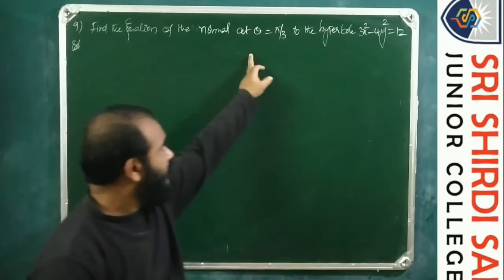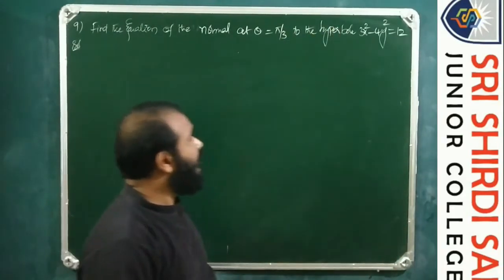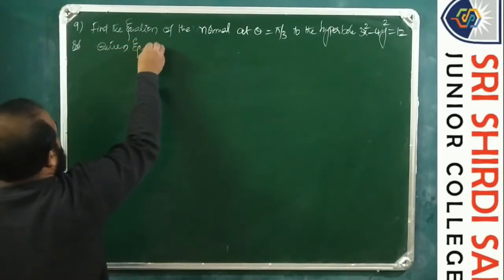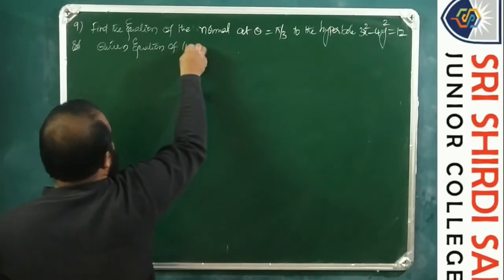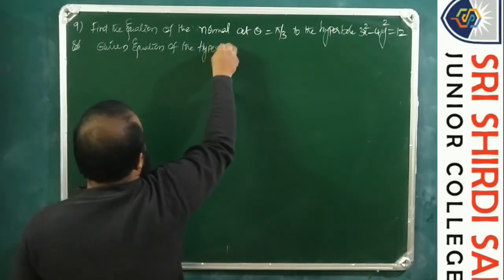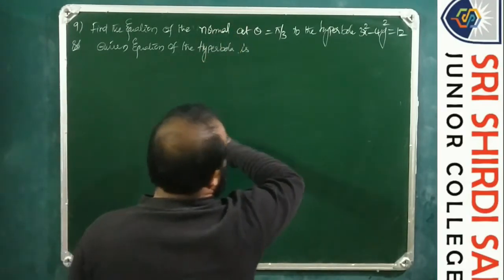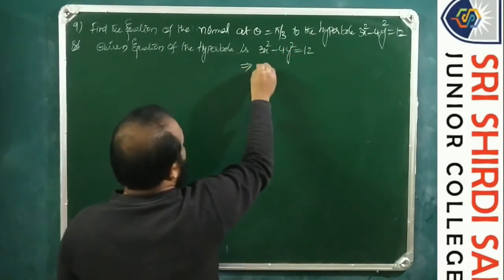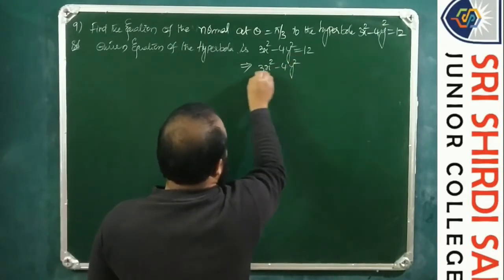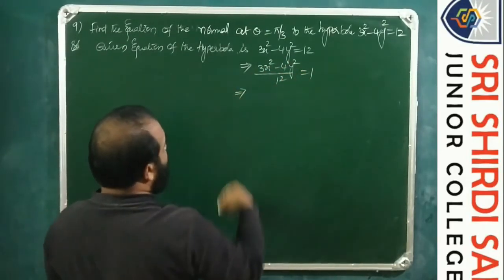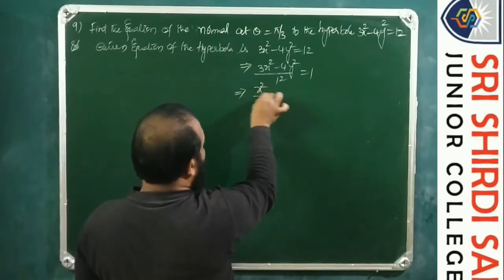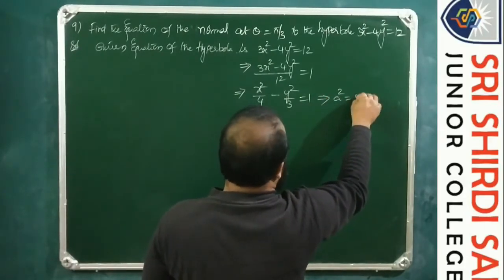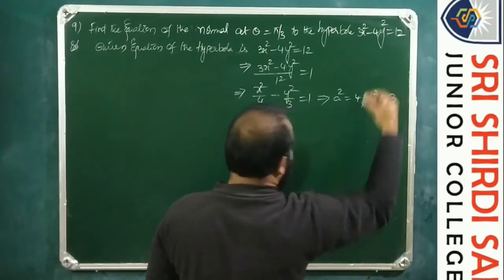Find the equation of the normal at θ = π/3 to the hyperbola 3x² - 4y² = 12. So the given equation of the hyperbola is 3x² - 4y² = 12. So this is (3x² - 4y²)/12 = 1. So 3x²/12, that means x²/4 - y²/3 = 1. a² = 4, b² = 3.